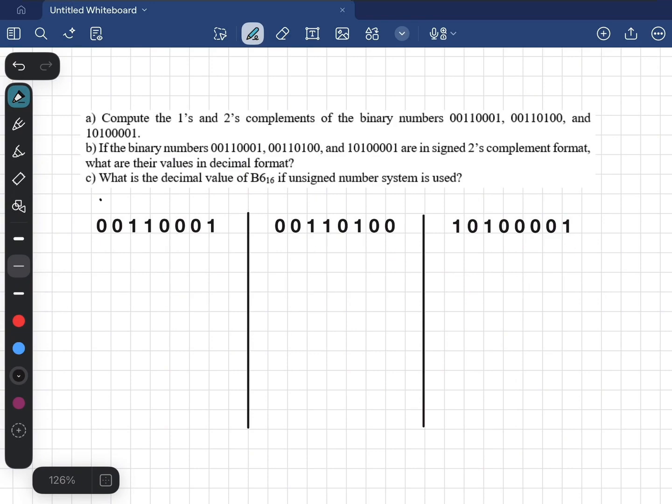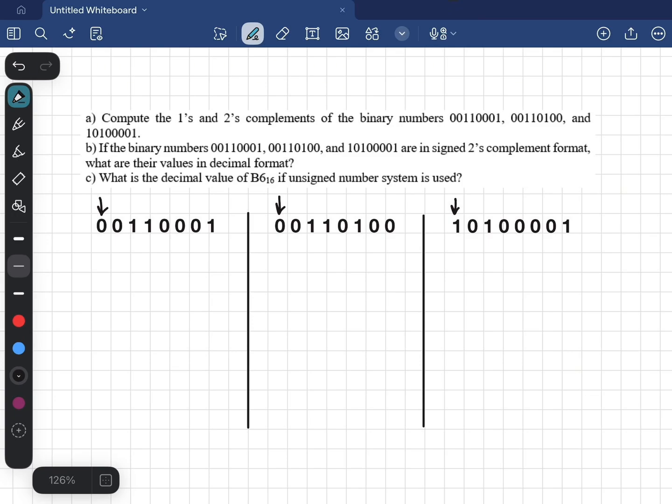Now for problem B, we're given the exact same three binary strings, but this time we're told that they are already in signed 2's complement format, and we need to find their decimal values. The first two numbers are positive, and we know this by looking at the leftmost bit being 0. The difference for this last string is that it's 1, so we know it's negative, and this will be constant amongst any string of binary numbers that you're converting.